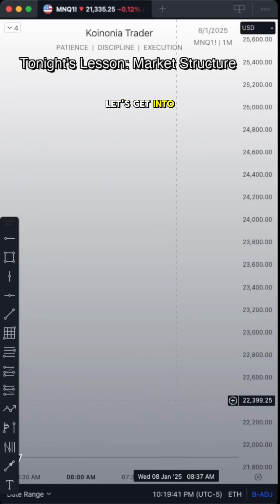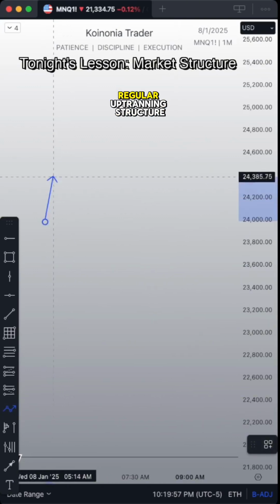Market structure. Let's get into it. Basically, market structure is pretty much in the name. It's the structure of the market in the direction that it's moving. So I like to tell people there's 3 kinds of structure that you can look for.